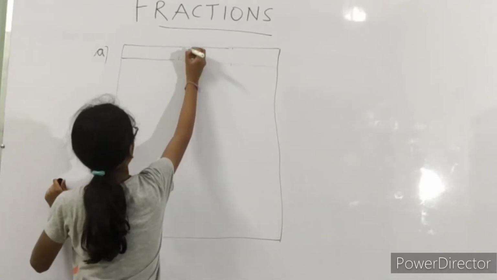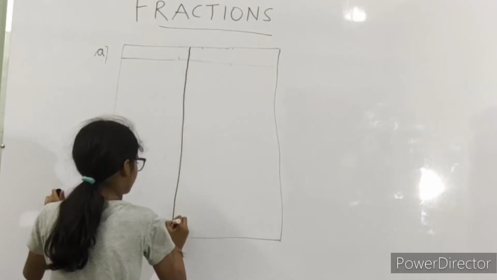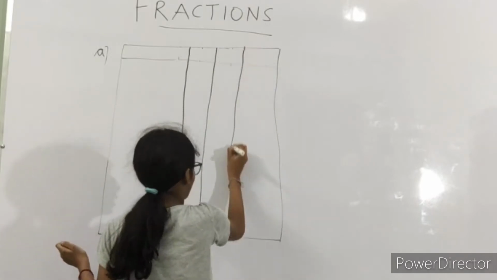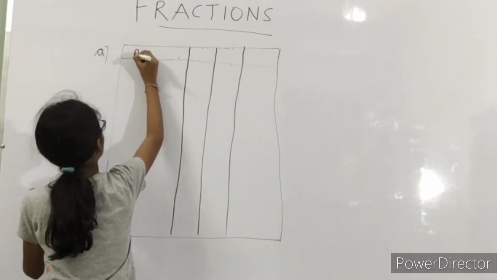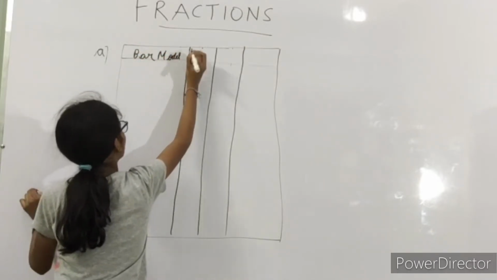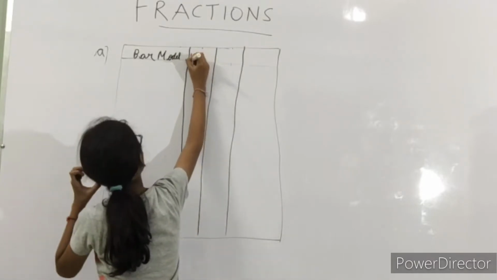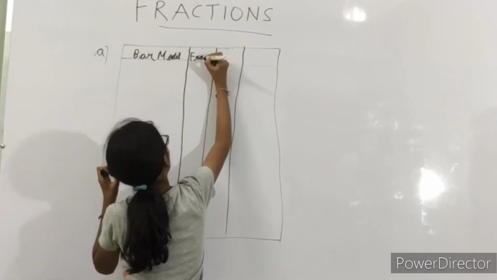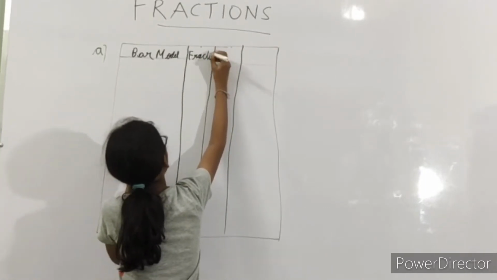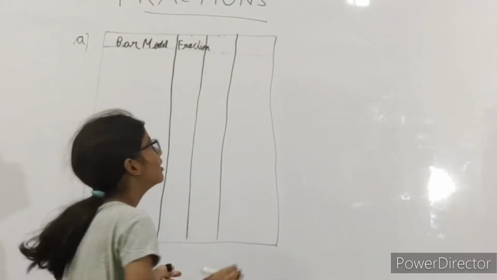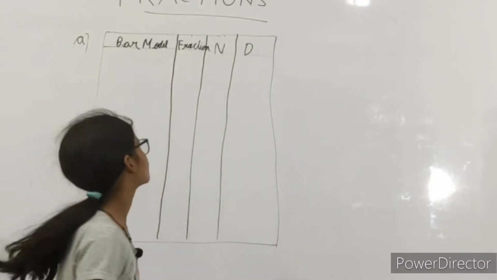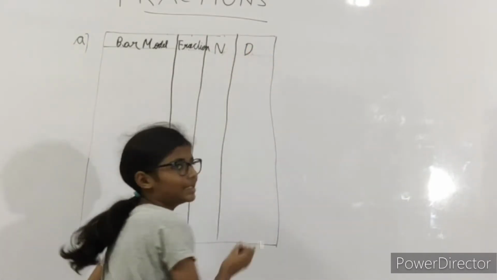Now let's again see. This much at least for the bar model, this much for the fraction, numerator and denominator. Bar model only I'll write. I'm a lazy girl. Okay. Bar model. Here the fraction you have to write. Like this I'm writing. Here only N I'm writing because there's not so much space. N for numerator and D for denominator.